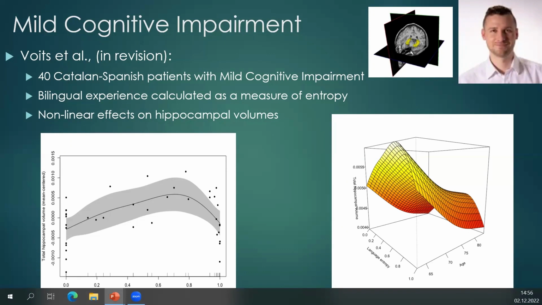So you're already familiar with these graphs. We have bilingual experience in this axis, and then we have hippocampal volume in this axis. So you see, again, we have a very nice non-linear pattern. At low levels of experience, hippocampus is quite small. At high levels, it becomes bigger, and then it drops again at very high levels of bilingual experience. So again, a non-linear pattern.